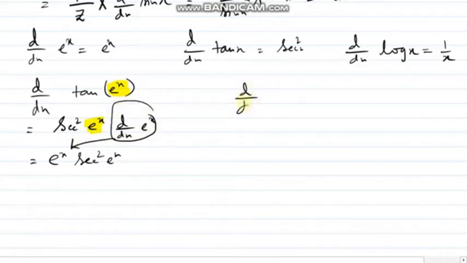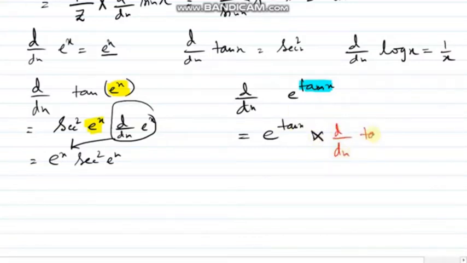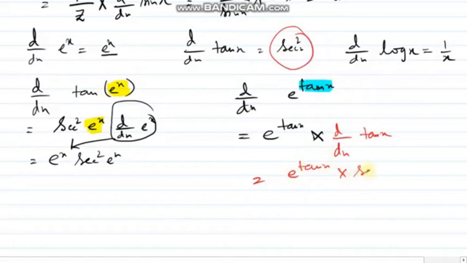If I ask d/dx of e to the power tan x, just check first. d/dx of e to the power x, the formula is e to the power x only. So it will be e to the power tan x into d/dx of tan x, and d/dx of tan x is sec square x. So the answer is e to the power tan x into sec square x, right?